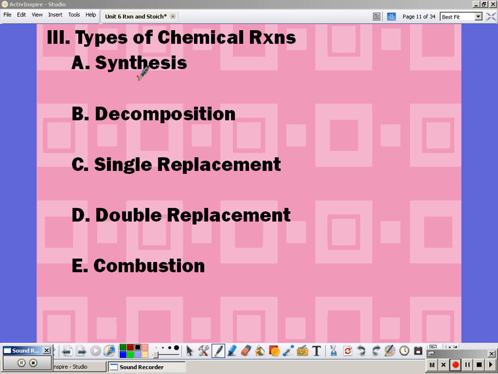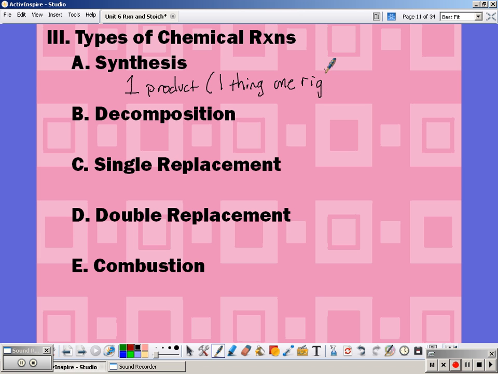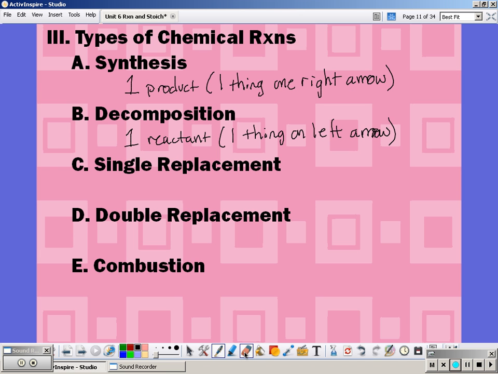A synthesis reaction is when you take elements and compounds and you add them to make one product. So when you have one thing on the right side of the arrow, then it is a synthesis reaction. Decomposition is like decomposing. So you have one reactant that's going to break down into elements and compounds. So you would have one thing on the left of the arrow. So synthesis and decomposition are opposite of each other.